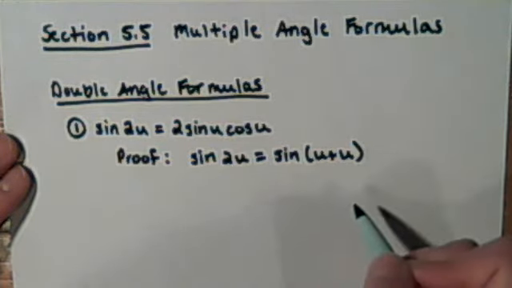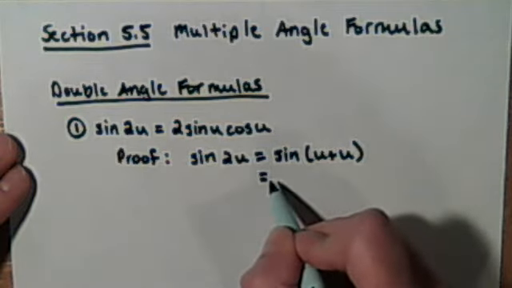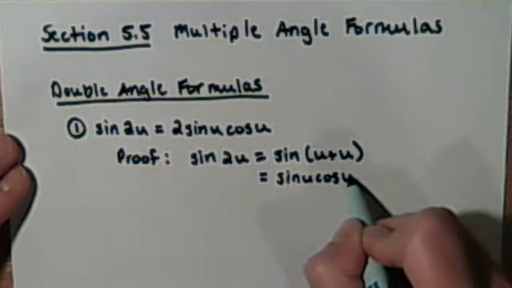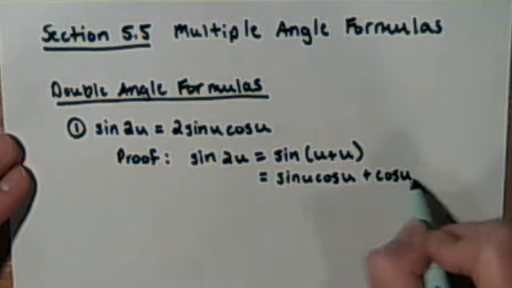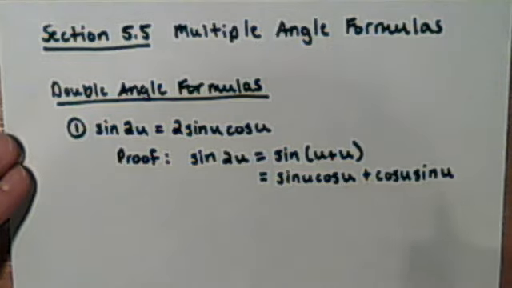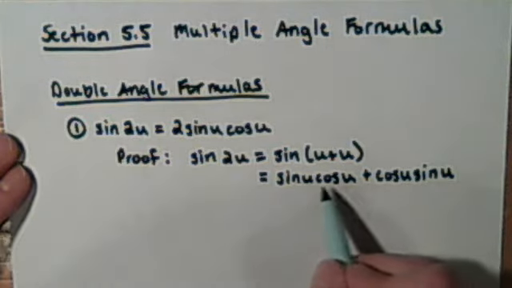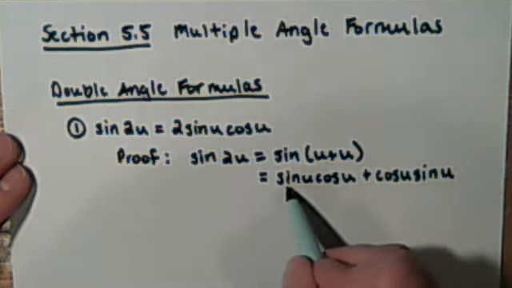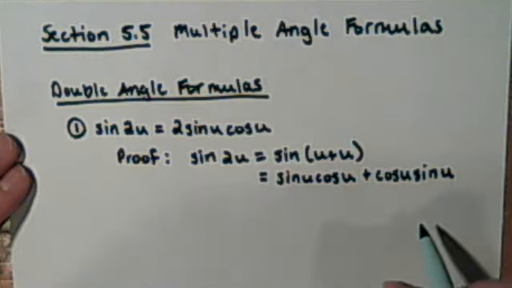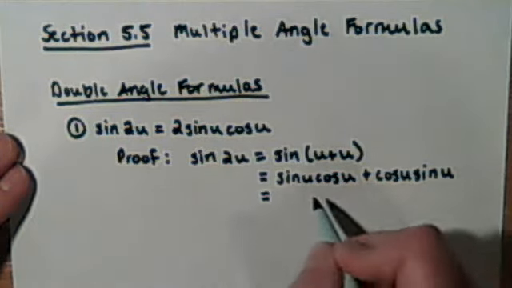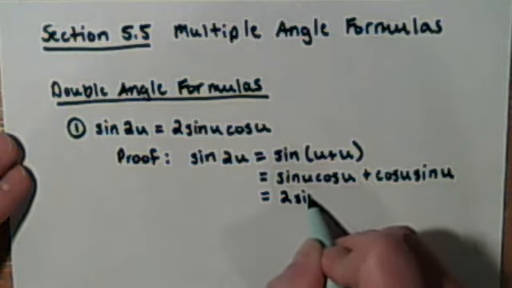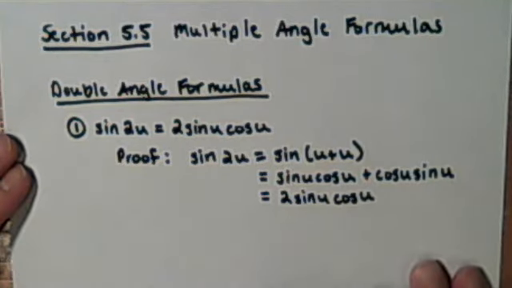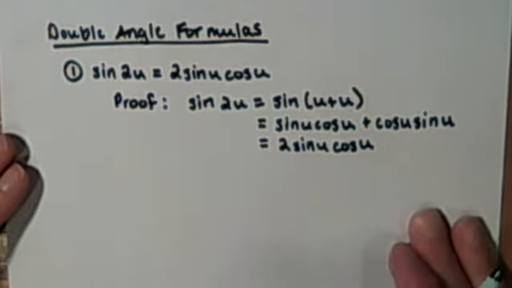And notice we can now apply the sum formula for sine, which tells us that we have sine of u cosine of u plus cosine of u times sine of u. Instead of a u and a v, notice we now have u's in both spots here. And notice that I'm really adding the same two expressions together. So we can simplify this into 2 sine u cosine u. And so that's where this particular double angle formula comes from.